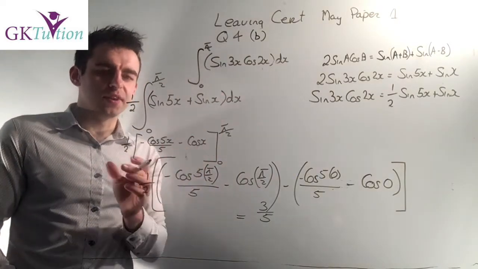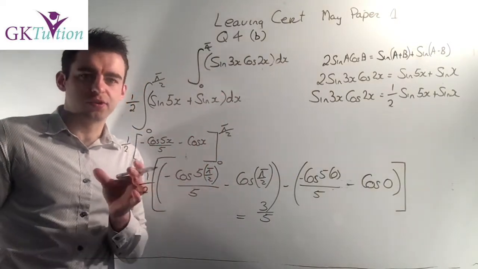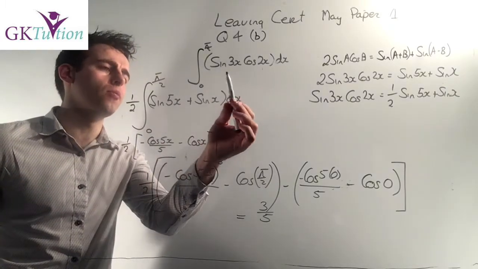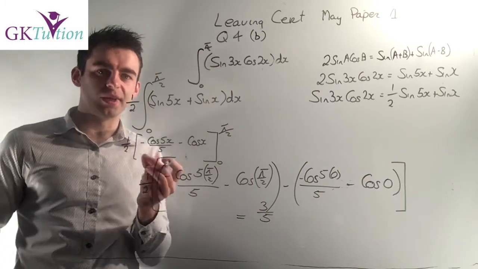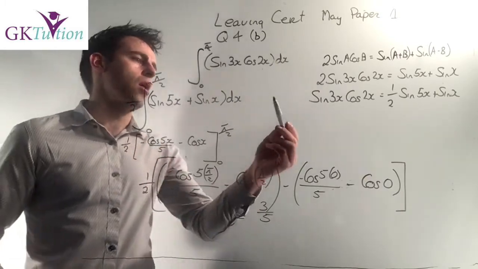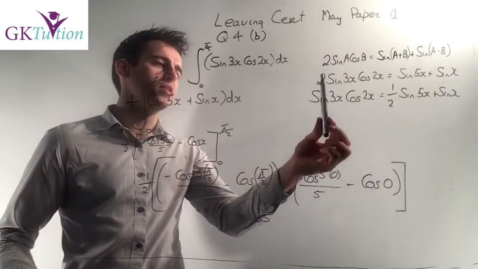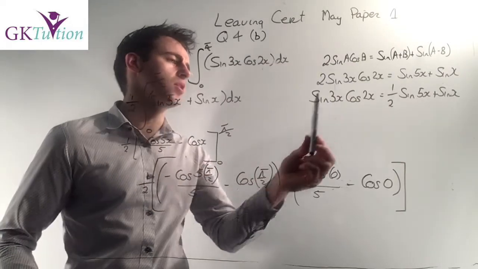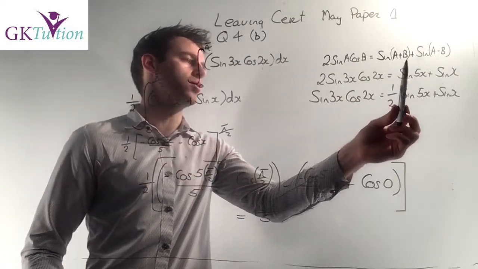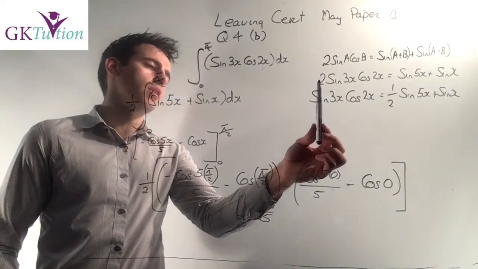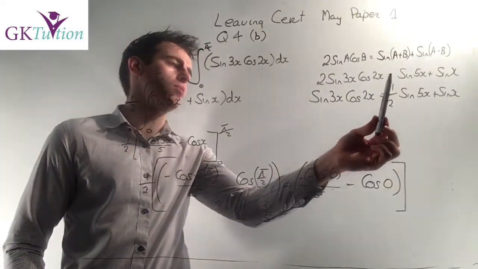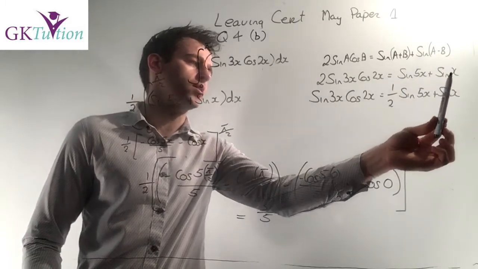Obviously that means you have to go to your log tables, look for the trigonometry pages, look for a formula that will allow you to simplify sine 3x cos 2x into something that you can integrate. On page 15 in the log tables, it says that 2 sine A cos B is equal to sine (A plus B) plus sine (A minus B). Based on that formula, that means that 2 sine 3x cos 2x is equal to sine 5x plus sine x.